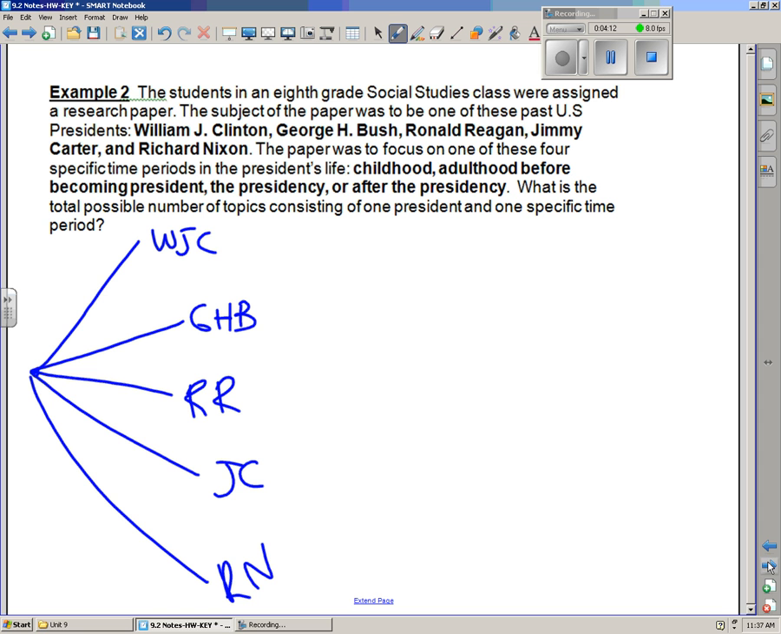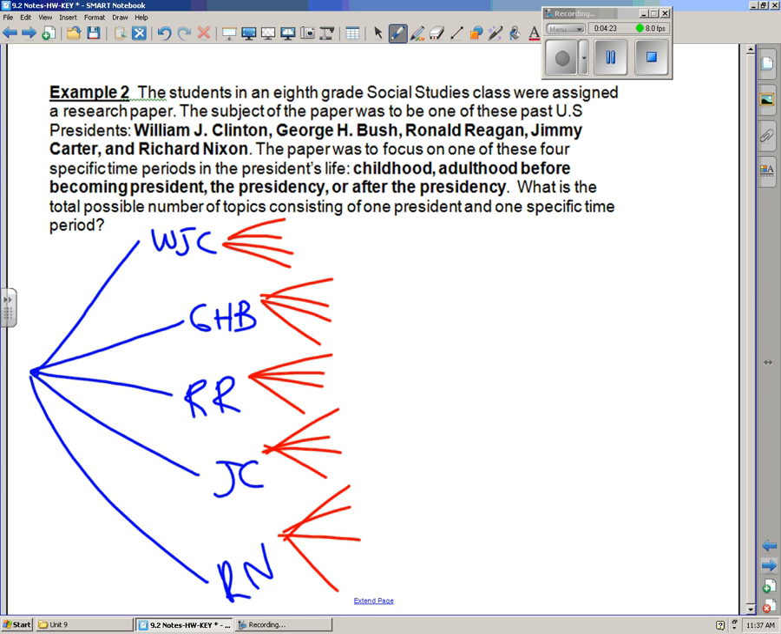From each of these presidents, there are 4 time periods: 1, 2, 3, 4, for each. And the time periods, we're going to abbreviate those: childhood, adult before president, so we'll just do adulthood, presidency, or after presidency. So C, A, P, A, P. It definitely gets a little bit messy.